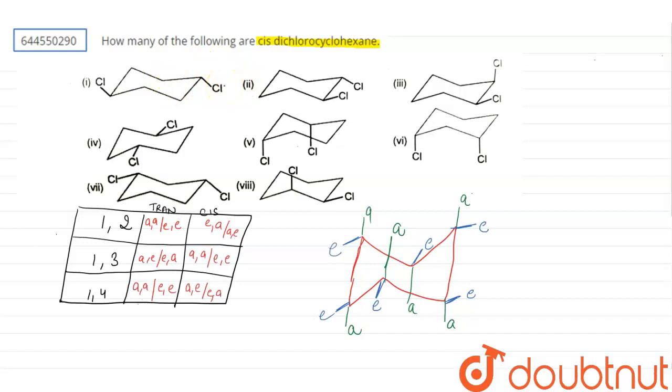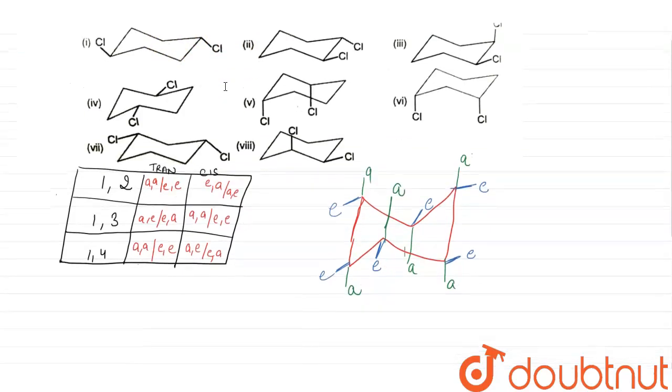Okay, so now with the help of these two things, one table and one diagram, we have to distinguish which one is trans and which one is cis from all these 8 given. The first thing we have to do is check which structure it is, 1 4, 1 2, or 1 3. How will we do that? See, 1 2 3 and 4. This is a 1 4 dichloro structure.